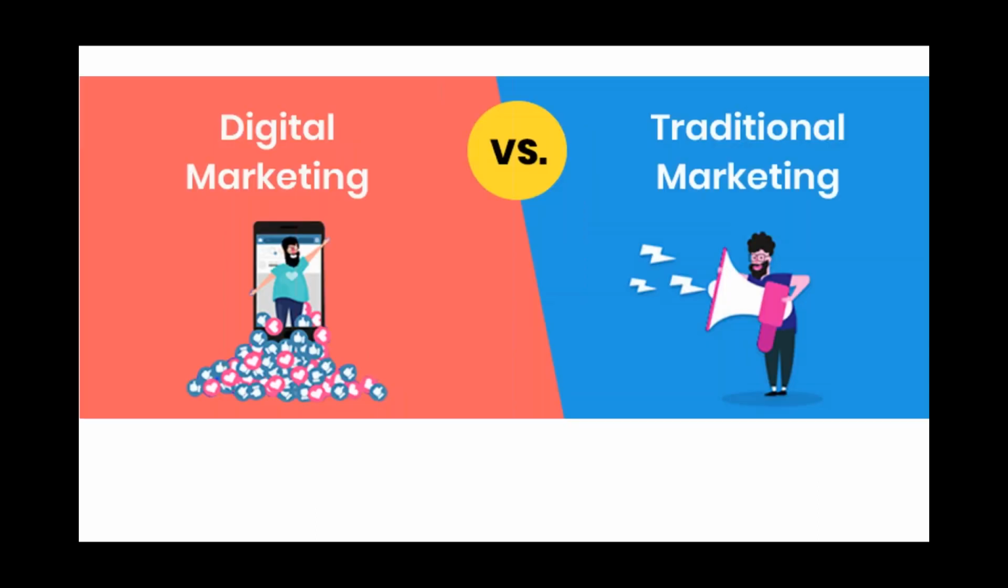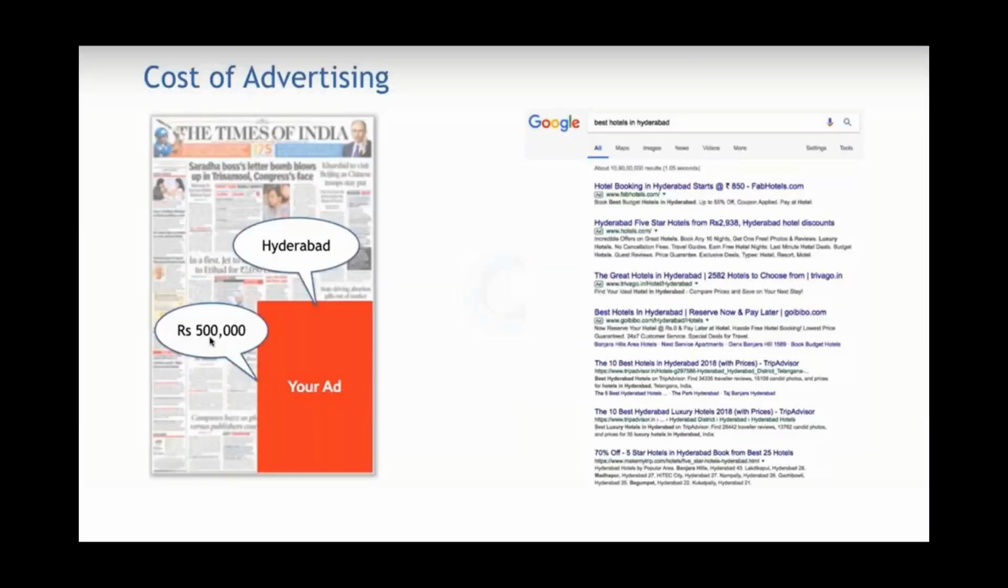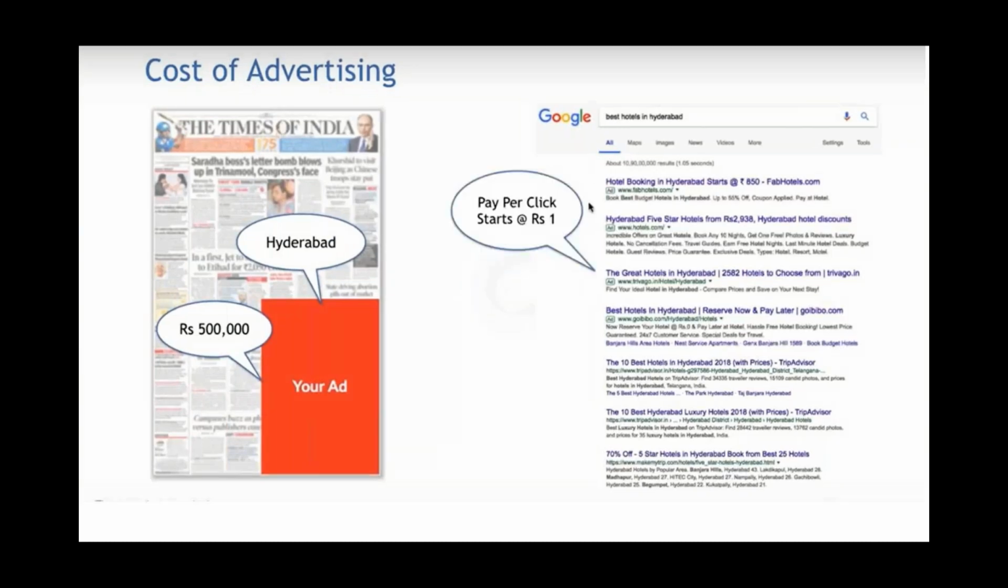Okay, now what exactly is the difference between digital marketing and traditional marketing? Let us see. I'll share one of the real examples over here. To advertise on the first page of the Times of India, see on the left side what it says. Just to advertise on only one day, it is costing you 5 lakh rupees. But the same thing, if you want to advertise on Google on the first page, the cost of it is just 1 rupee. Now tell me, would you invest 5 lakhs or would you invest 1 rupee?